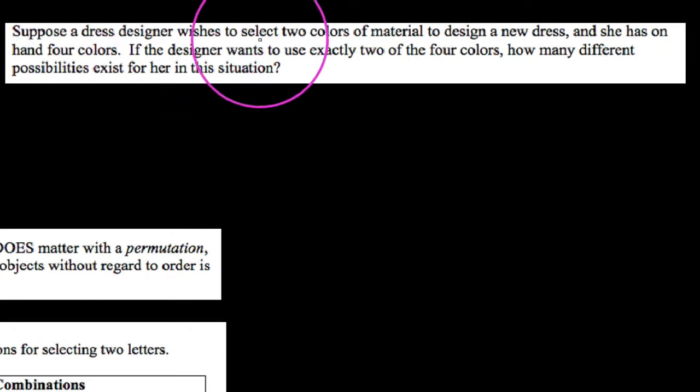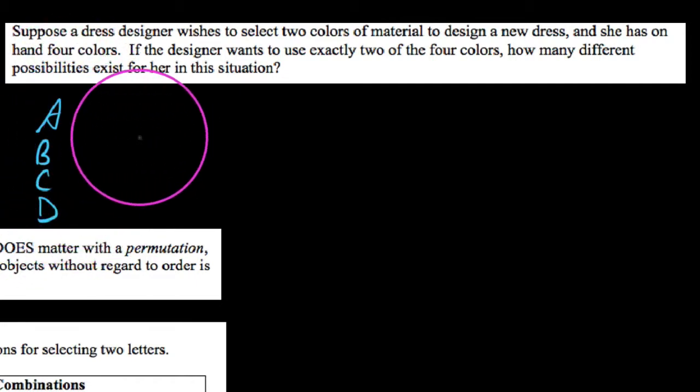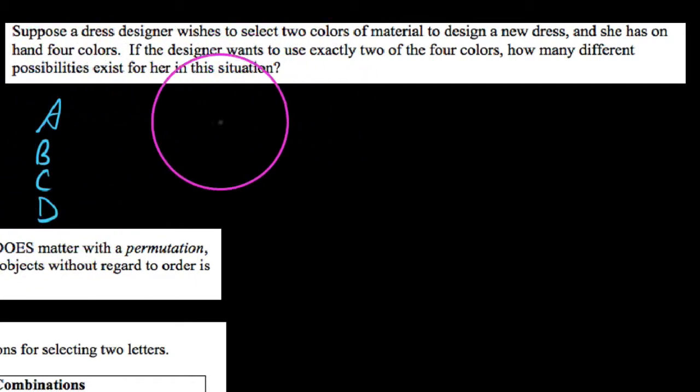Suppose a dress designer wishes to select 2 colors of material to design a new dress. She has 4 colors to choose from. If the designer wants to use exactly 2 of the 4 colors, how many different possibilities exist? We have 4 colors, say color A, color B, color C, color D, and we'll refer to them as letters instead. How many different color dresses could we make?